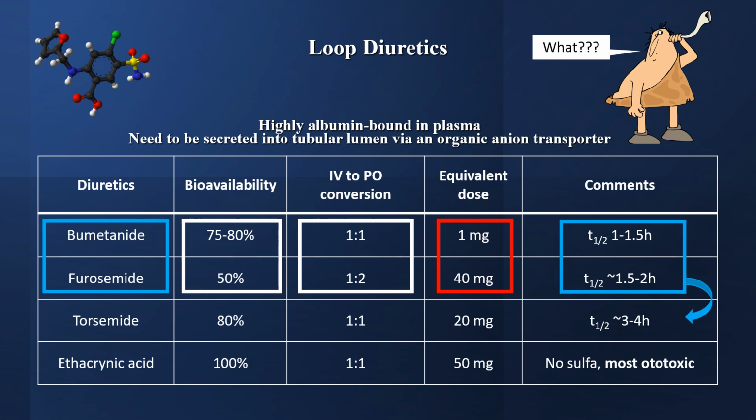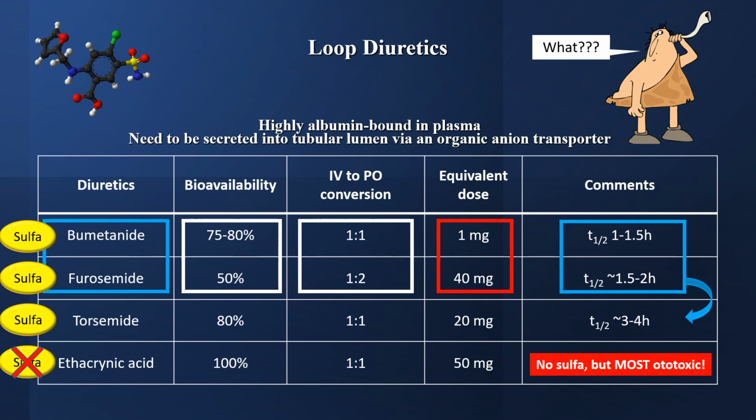With the exception of ethacrynic acid, all loop diuretics contain sulfur. Because of this, patients with sulfur allergy can only use ethacrynic acid. Unfortunately, ethacrynic acid is highly ototoxic and is rarely ever used.